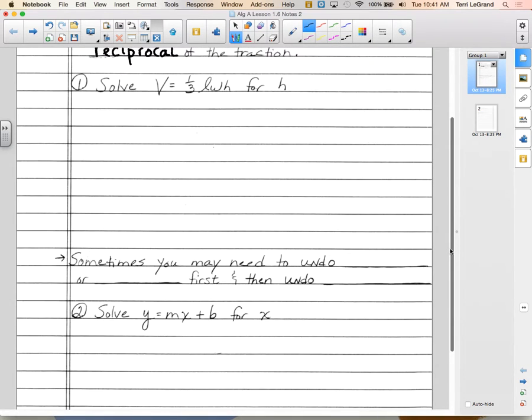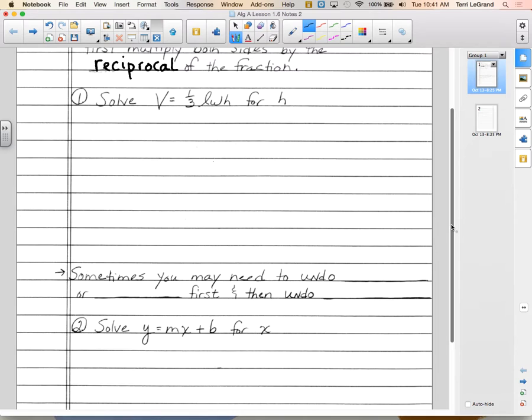So we have our number 1 here: solve capital V equals 1/3 little l, little w, little h. They want us to solve it for h. What's it solved for right now? V. Solved for V right now. V is by itself. They want us to get h by itself. Does anybody know what this is the formula for? What would we find with this formula?